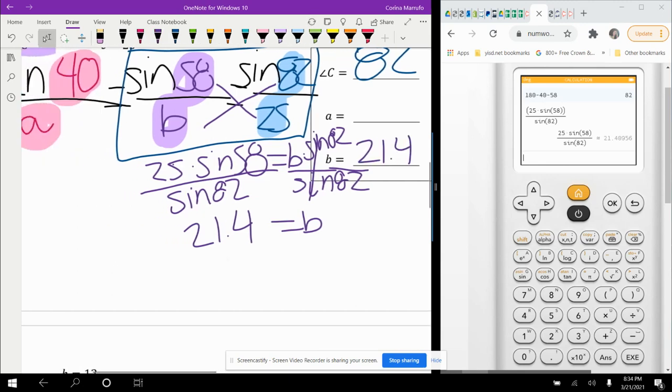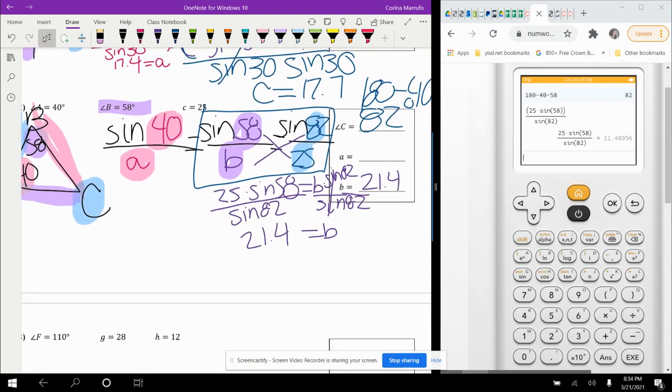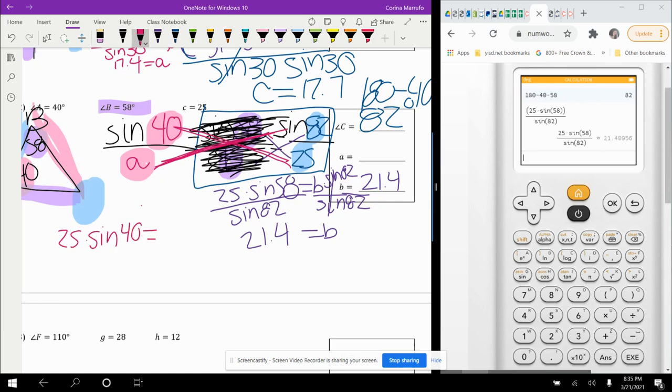Then I'm going to have to ignore this little section. Now we're going to find little a, so we're going to ignore this section. I know that makes it messy. Now we're going to cross multiply the a times the sine of 82 and the 25 times the sine of 40. I hate that I write too big, or there's never enough space. I'm going to write it right here: 25 times sine of 40 equals, and then we multiply the a times the sine of 82.